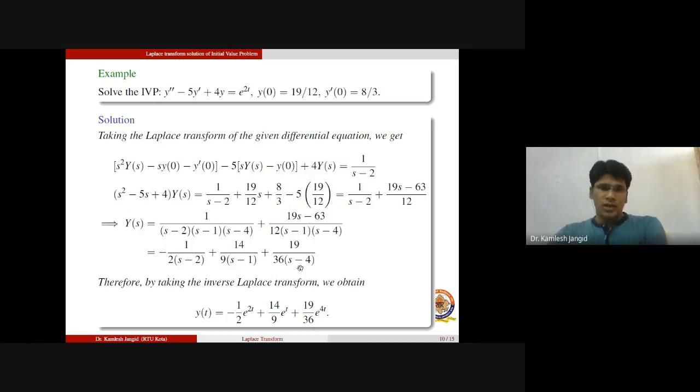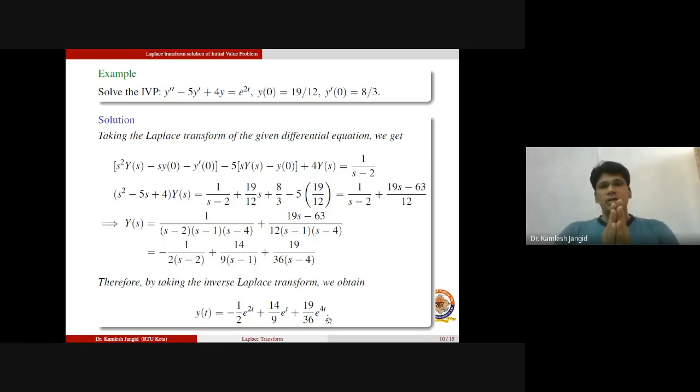And now to get the solution, we need to take the inverse Laplace transform of this relation. The inverse Laplace transform is given by y(t) equals minus 1 upon 2 times, as we know that 1 upon s minus 2 is the Laplace transform of e^(2t), 1 upon s minus 1 is the Laplace transform of e^t, and 1 upon s minus 4 is the Laplace transform of e^(4t). So the Laplace solution of this problem is given by this relation.